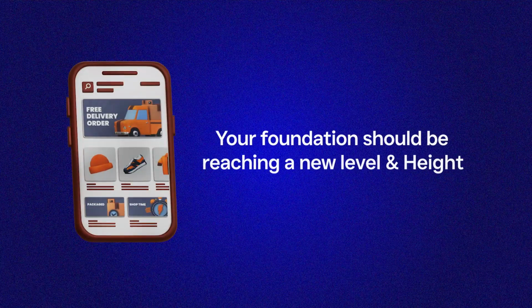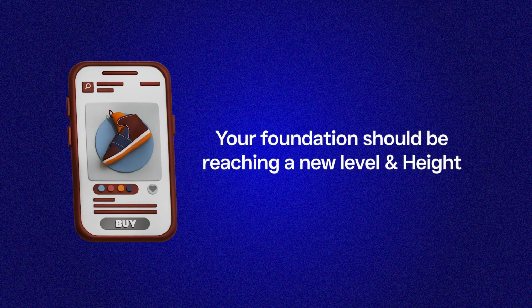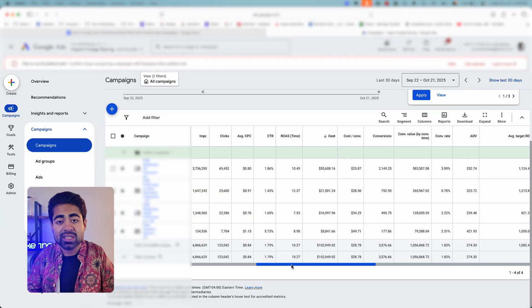This is purely because anytime you scale a Performance Max campaign, your foundation should be reaching a newer level, a newer height as well, because if it doesn't, you're basically building your pillars on top of a foundation which is not built to support those pillars, and that's when things come crashing down. So your foundations are crucial with Pmax scale. Now, what are foundations exactly?